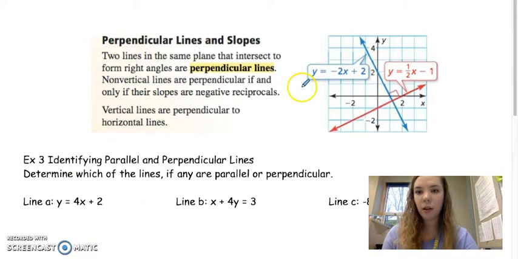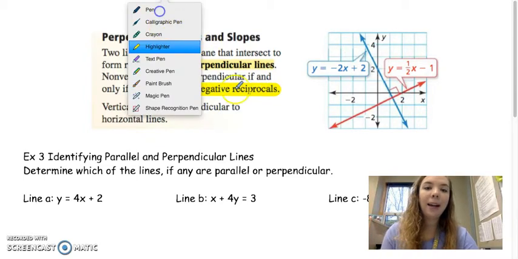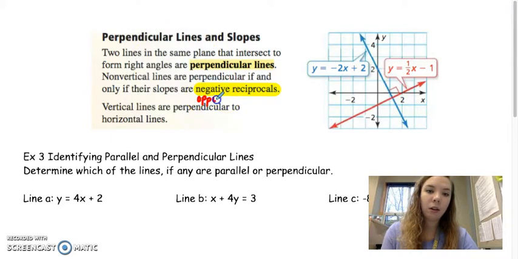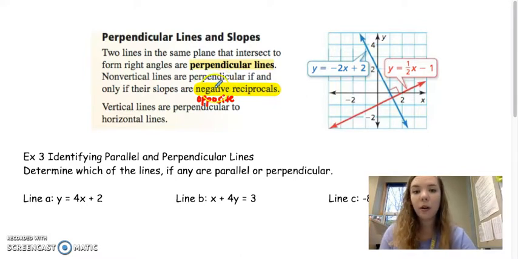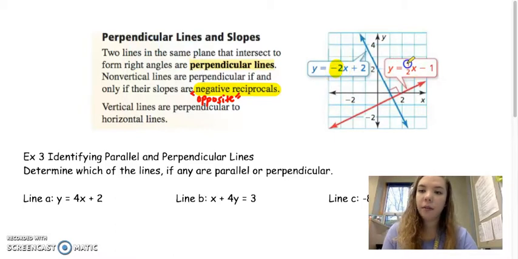All right, perpendicular lines have opposite reciprocal or negative reciprocal slopes. I like to use the word opposite more because if it's negative, it's going to be positive instead. It's not always going to be a negative symbol. So like here, I'm -2. The opposite reciprocal is +1/2. So even though it says negative reciprocal in our book, I like to use the word opposite. So vertical lines are perpendicular to horizontal lines. Okay, but here, -2, the opposite reciprocal is 1/2.